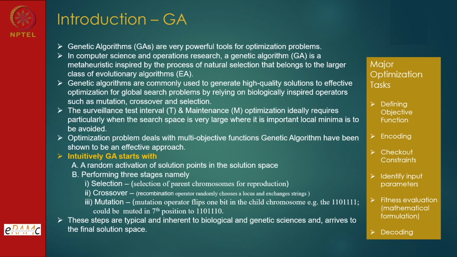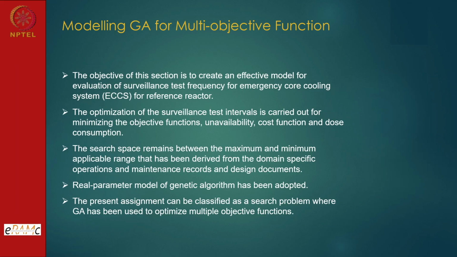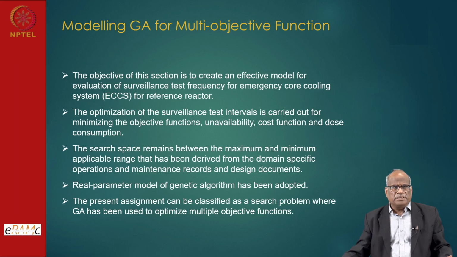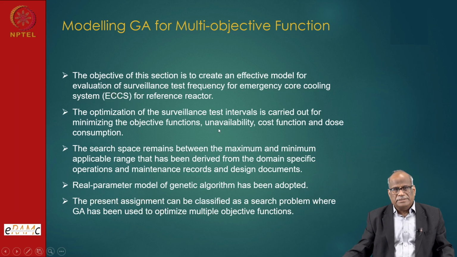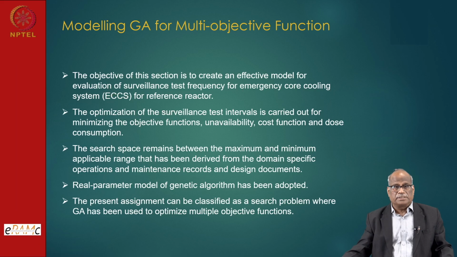So it is called a real value genetic algorithm that has been used over here. Modeling GA for a multi-objective function: for ECCS we had so many parameters like unavailability, which contributes to availability, resources, radiation dose, and three functions we have used here, and a real parameter algorithm was adopted for this particular study. The present assignment can be classified as a search application, where GA has been used to optimize multi-objective functions, and it is applicable to engineering systems, particularly safety system applications.